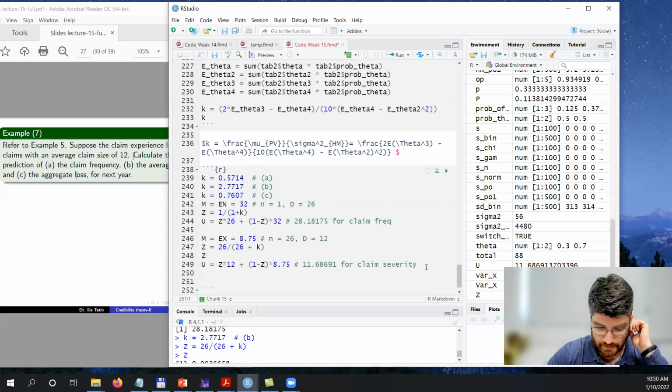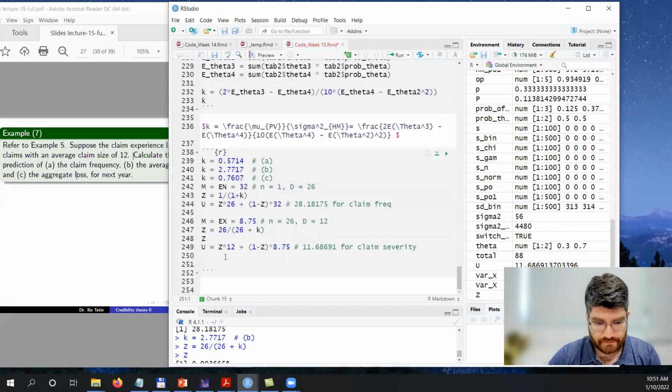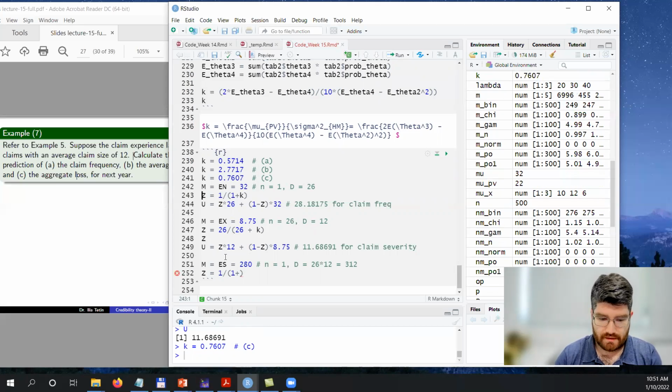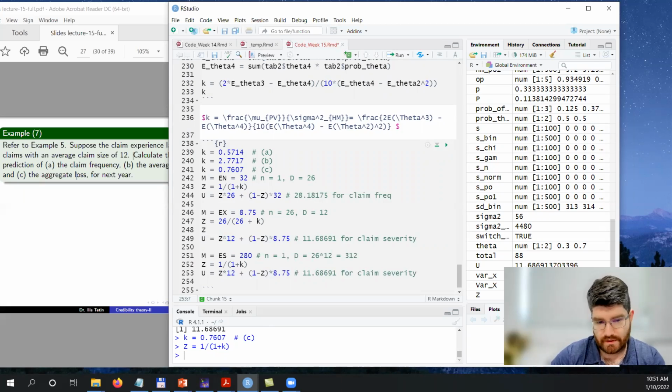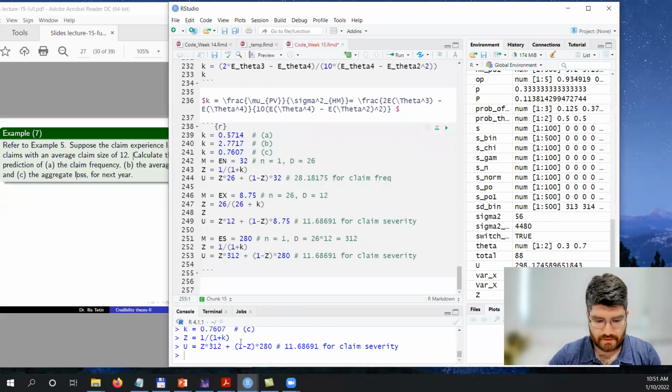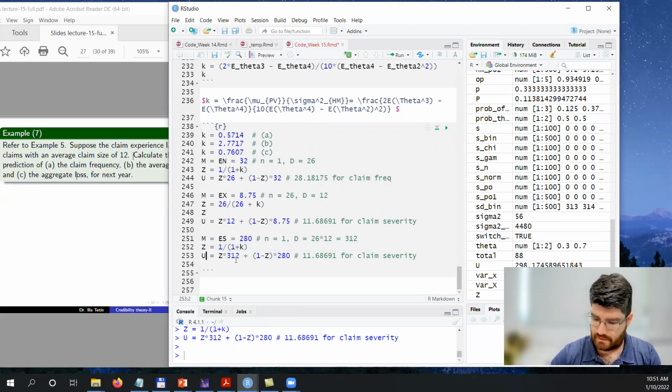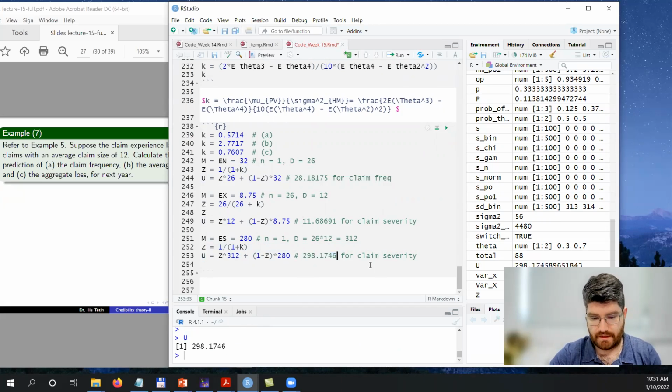Okay, and the last thing is the S, for aggregate loss. Let's compute for aggregate loss. M, in our case, M is ES, and this is 280, N is 1, and D is 26 times 12. This is 312. So we have the value of Z of 1 over 1 plus the current value of K, and the current value of U will be this U times 312 and the current value 280. So U will be almost 300. This is for aggregate loss.